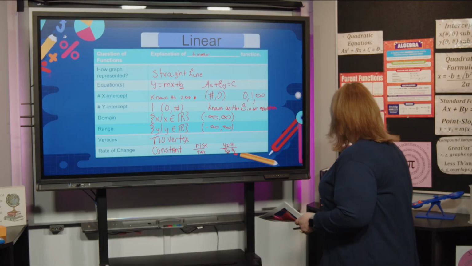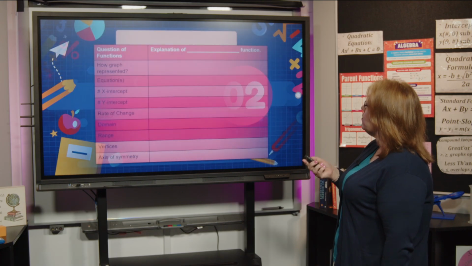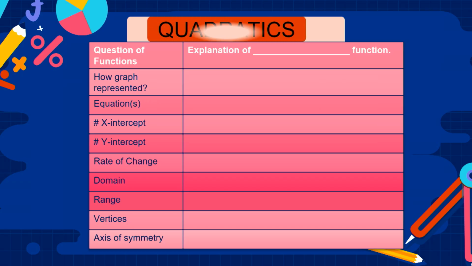All right, so let's look at the next one. The next one is our quadratic function. We are doing a table on quadratics. So let me go ahead and grab a different color than the red. All right, so obviously we said we are doing quadratics.